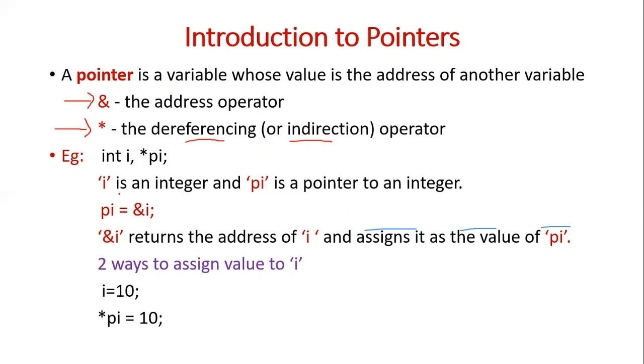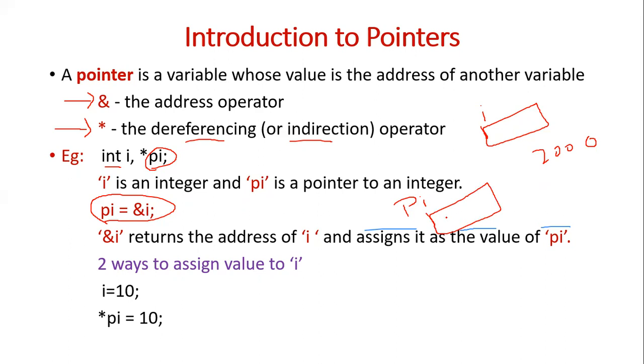Fine. So this is similar to the example which I just discussed. There are two variables. I is a variable of type integer, whereas pi is a pointer to an integer. Now we are saying pi is equal to ampersand I. It means that pi is pointing to the address of I. Maybe I's address is 2000. But I is an integer, pi is a pointer, and we have said pi is equal to address of I. Address of I is 2000.